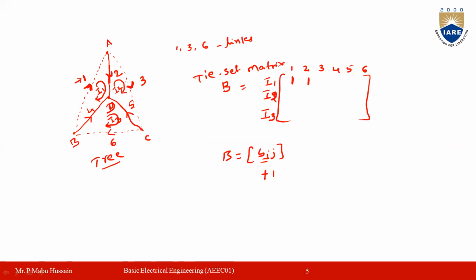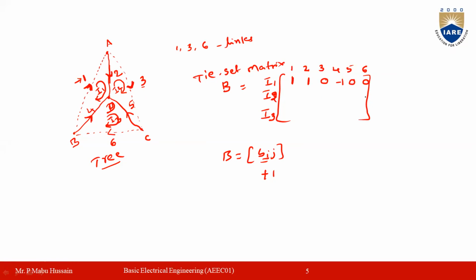Now if you see 3, this 3 is not there in the loop I1, so here you get 0. And 4 is opposite to the direction of current I1, so it will be -1. And 5 is not there in the first loop, so this value is 0. 6 is also not there in the loop, so its value is also 0.